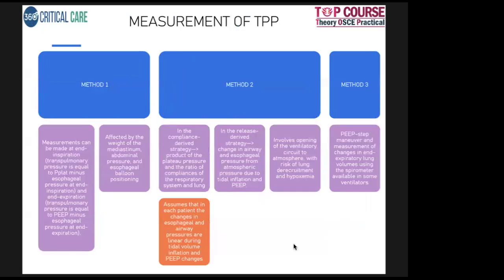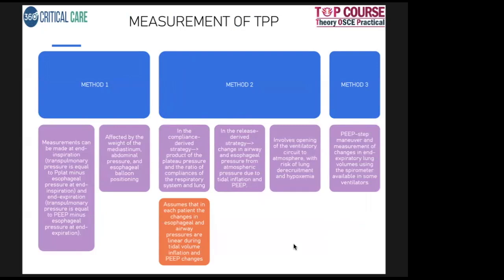So what are all the methods of measurement of transpulmonary pressure? Method 1, where measurements can be made at end inspiration, where transpulmonary pressure is equal to P plat minus esophageal pressure at end inspiration, and at end expiration, where the transpulmonary pressure is equal to PEEP minus esophageal pressure at end expiration, which can be affected by the weight of the mediastinum and abdominal pressure and esophageal balloon positioning.